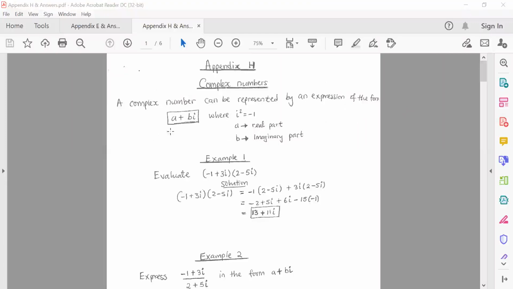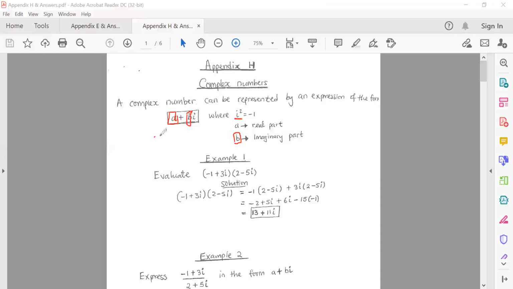All right. So a complex number can be represented by this expression. For a complex number, we can write this as a plus bi. Now, something you need to take note of: i squared is just equal to -1. And we say this a here is the real part of your complex number, and b there is the imaginary part. You see, the imaginary part is associated with that i there. So you need to watch out.